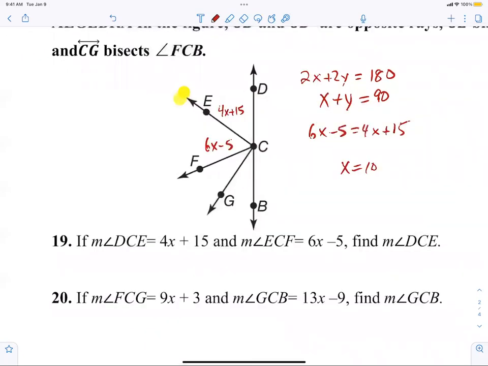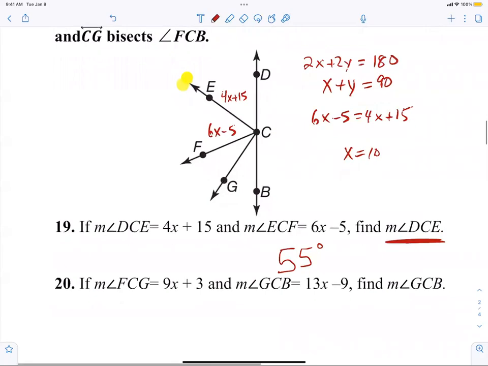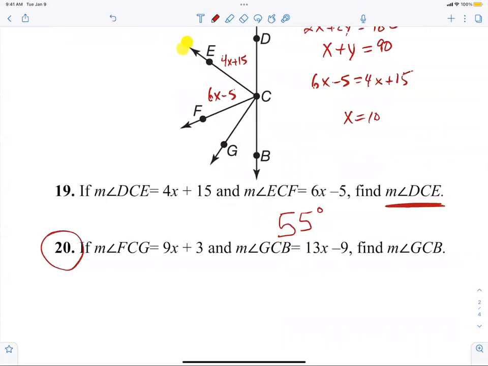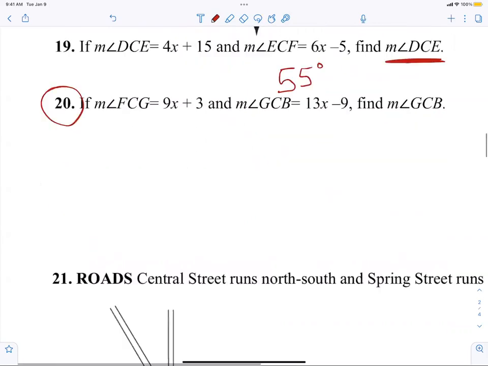Now it says find the measure of what? DCE. So what's DCE? 4 times 10 plus 15. Say it again. How much? 55 degrees. Everybody's good with that? I told you that's easy. All right, circle 20. Let's come back to that.